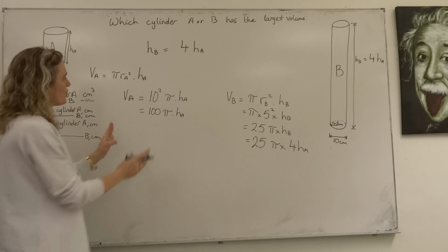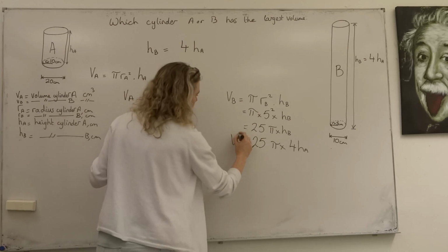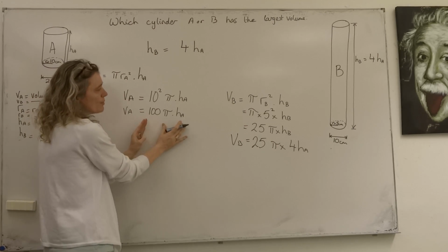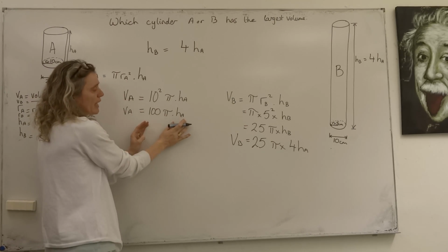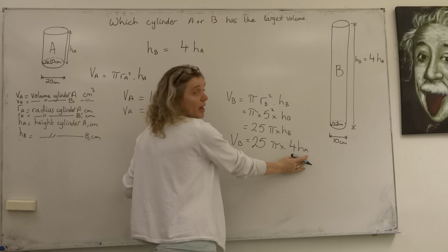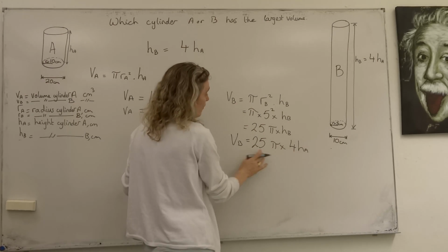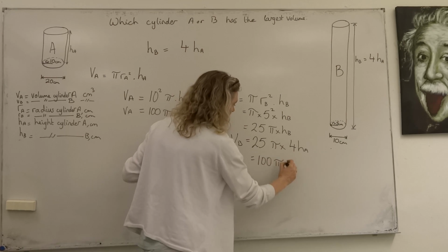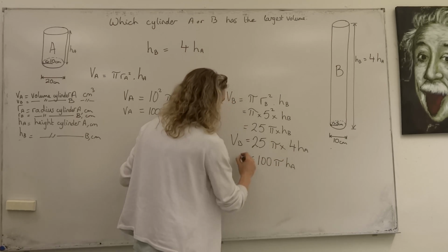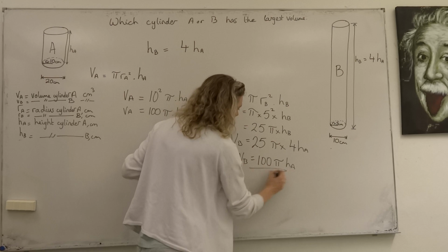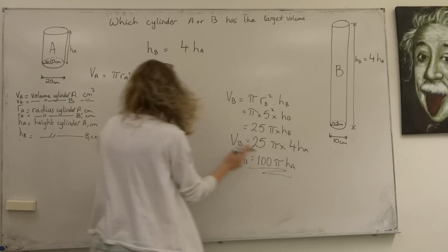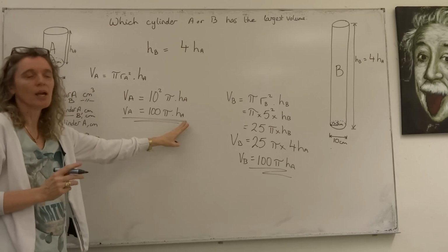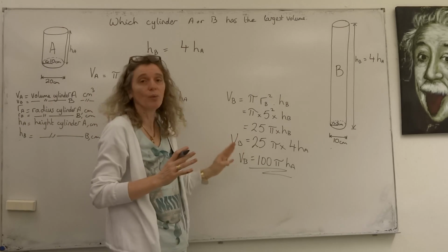Now this is quite useful because it means that we have the volume B and the volume A in terms of the same thing. Here we have pi and HA, and here we have pi and HA. 25 times 4 is 100, so we have 100 pi times HA. So we know that the volume of B is 100 pi HA, but the volume of A is 100 pi HA. We don't know what the height is, but we don't need to.